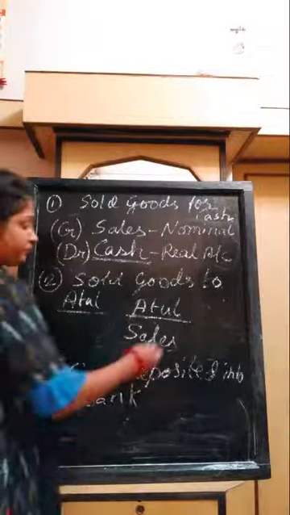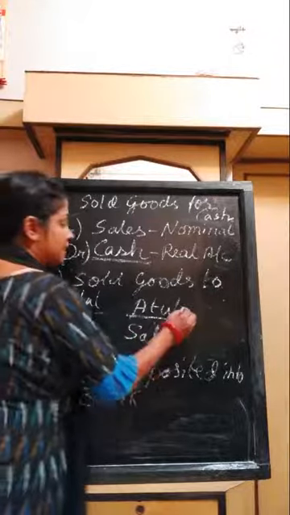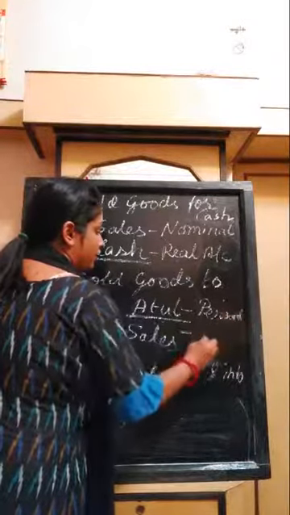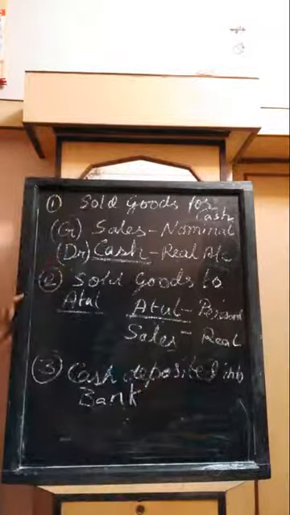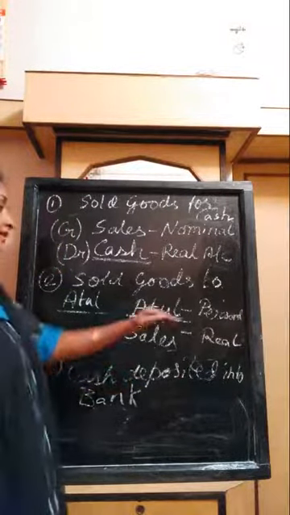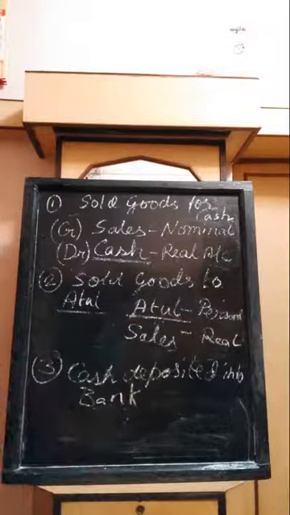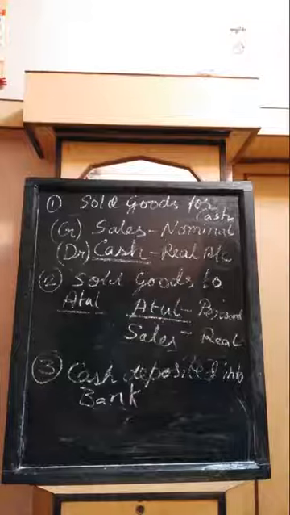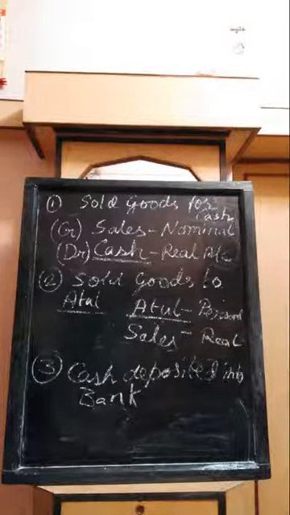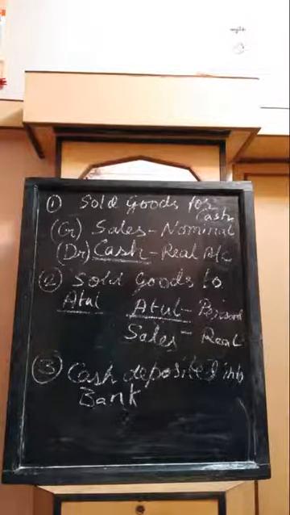Now Atul account will be a personal account, and cash is a real account. Now follow the golden rule of real account and personal account and decide which one will be debit and which one will be credit. According to the golden rule, debit the receiver and credit the giver.